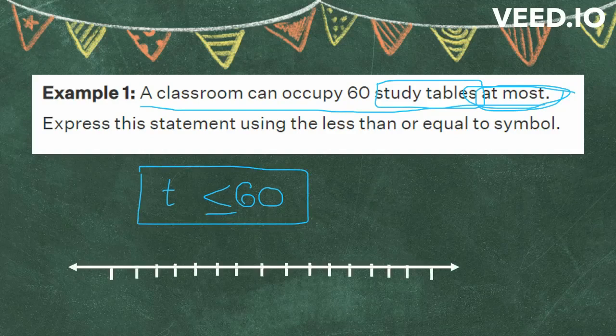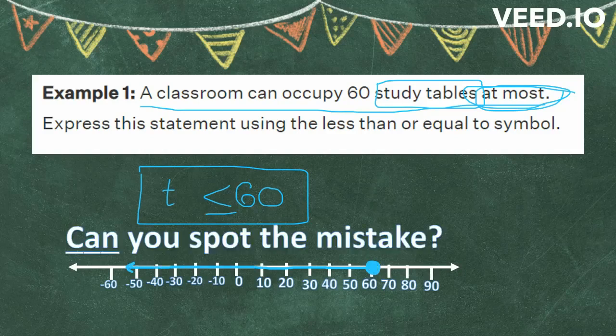Number line here. We have a number line with a scale of 10, 0, 10, 20, 30, 40. So from 60, it can be any value lesser. Should we shade the 60 part? Yes, because 60 is also included. Can you spot the mistake in what I have plotted here? Can you look at the arrow mark?